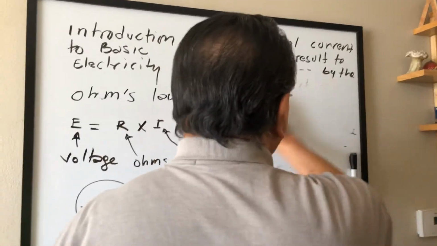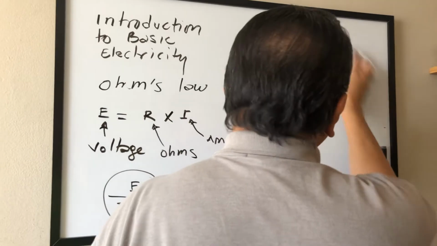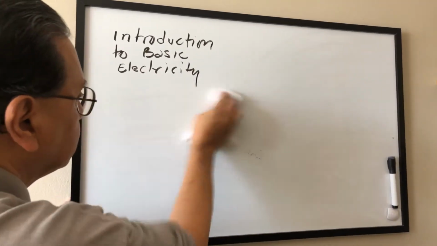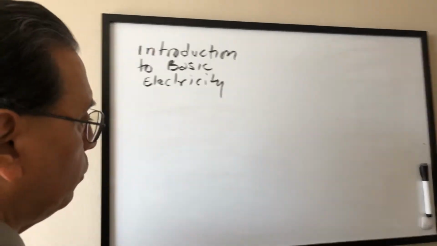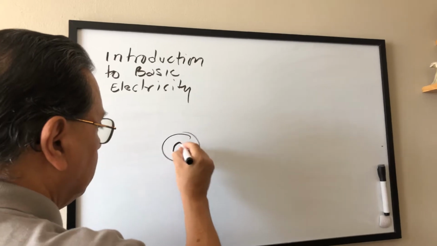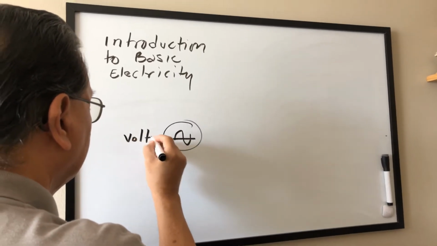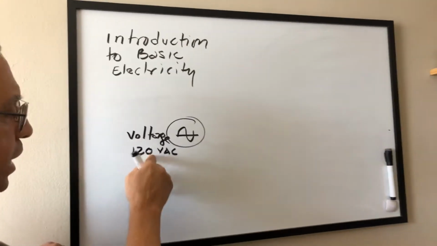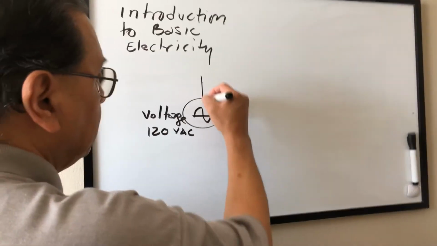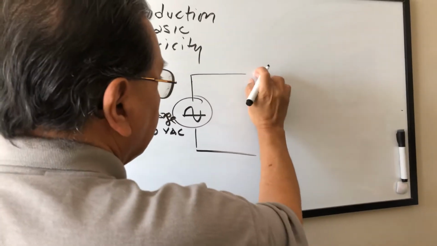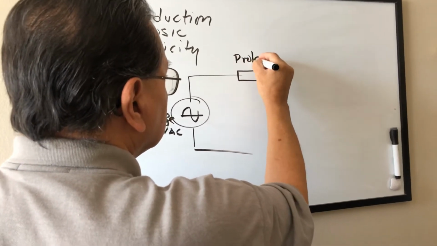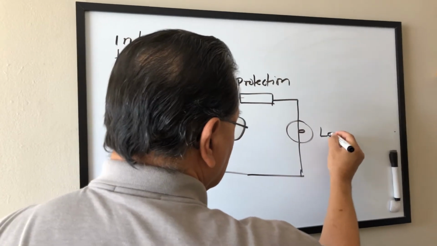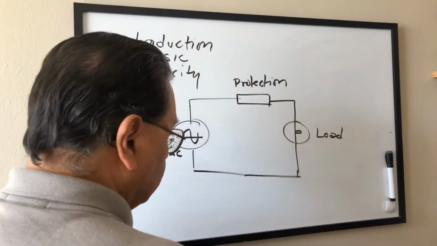Okay, so now we are going to represent an electrical circuit using a block diagram and the main components of any electrical circuit. So the main components of any electrical circuit include the source of voltage, okay? But for my explanation, I will use a 120 volts AC that we can get in any outlet on any residential and commercial facility. Then we have the protection device. Then we have the load, and then we have the return to the source.